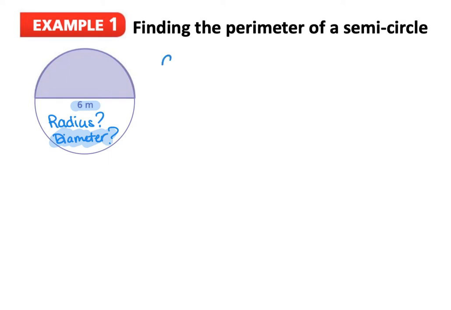So what we can do is find the circumference of the whole circle. So we have C is equal to pi times d, and then substitute d for the diameter, which is 6. So now we get 6 pi. But we only have half the circle. So we just found the circumference, which is the distance around the whole circle, but since we only want half of the circle, we're going to need to divide this circumference by 2.